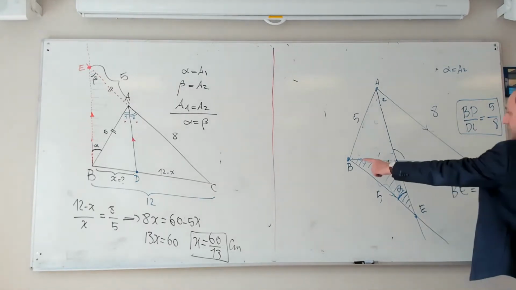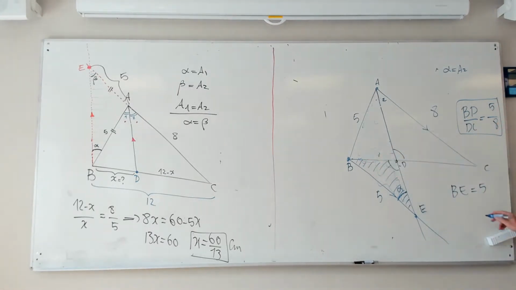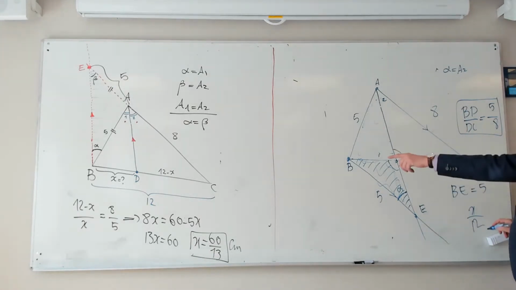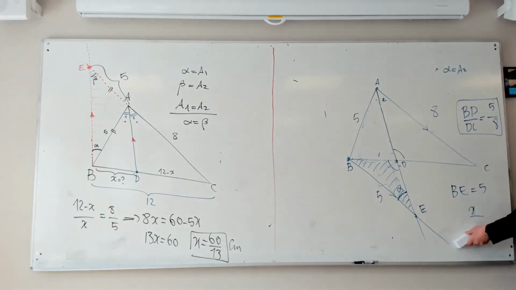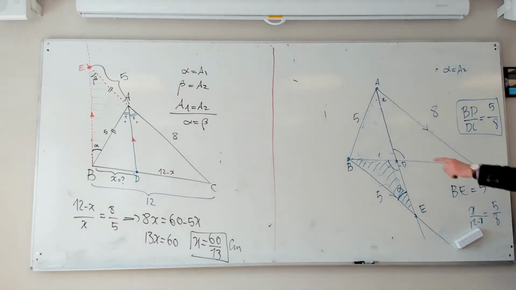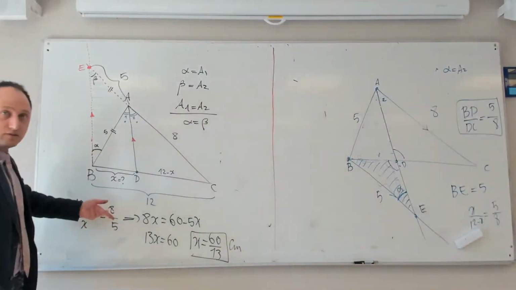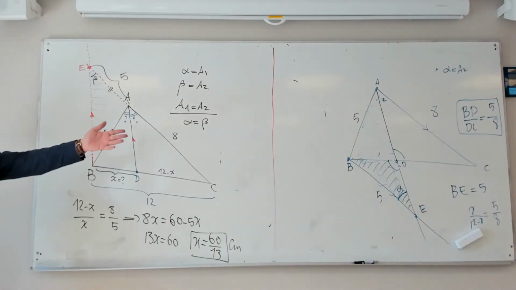Unfortunately, BD, no, that's exactly true. BD is x, DC is 12. No, this is 12 minus x, thank you. And then 5 over 8. Which is the same. That is the same equation, yes. I got it there, but it is reversed. Yes? So you see that this is another way.